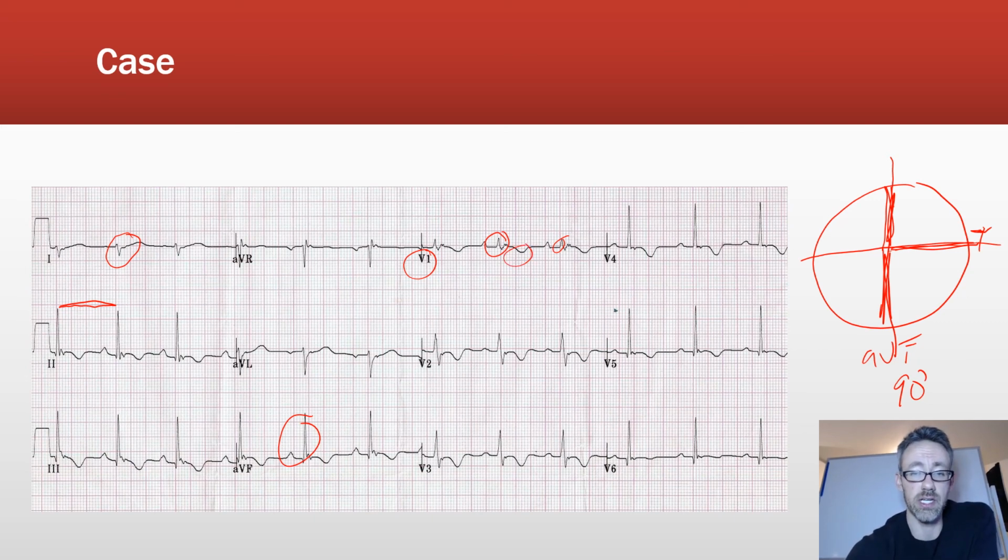We are actually seeing inverted T waves in 2, 3, and AVF. So there's some repolarization abnormality occurring as well. That may be indicative of some type of strain that's occurring on the heart, maybe because of the hypertrophy that's occurring. Again, a comparative ECG and clinical context would be really helpful here.